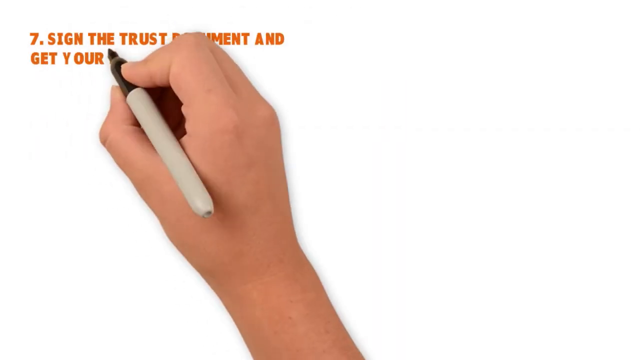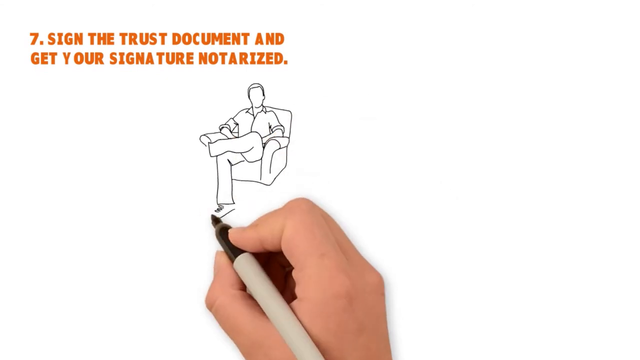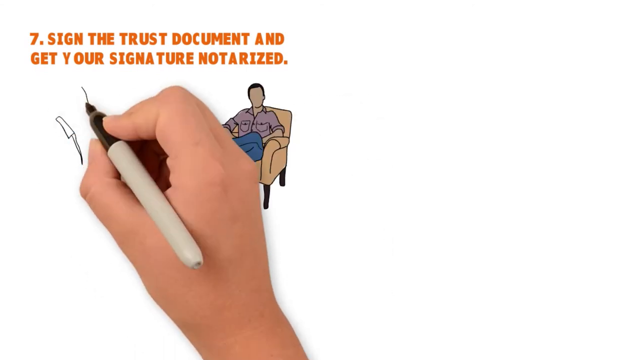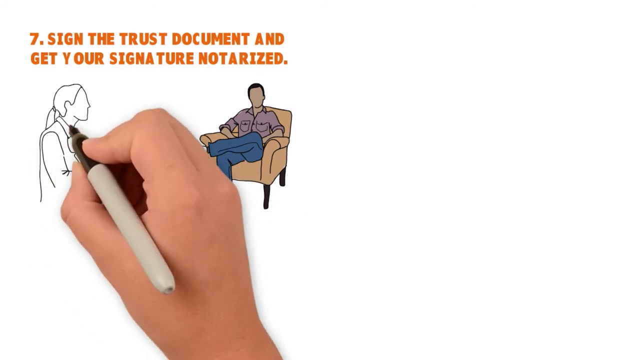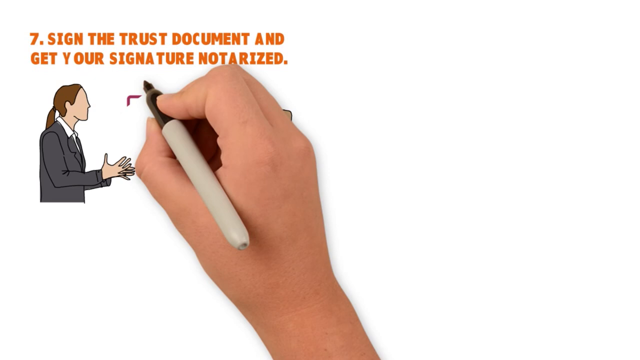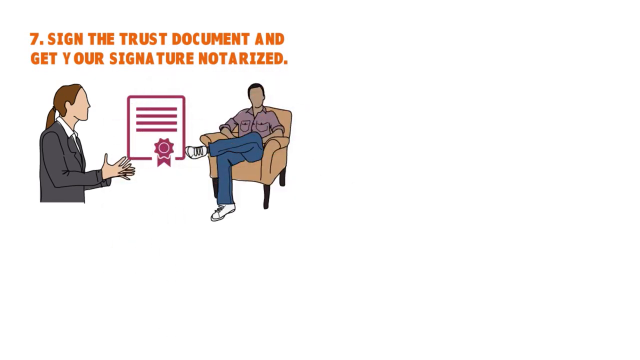So once you have prepared the trust documents, whether through a lawyer or a template or through software, you need to sign the trust document and get your signature notarized. Folks, this is salient. This stage is important. After making your trust document, you have to sign it in front of a notary public. And if you have a shared trust, you and your spouse need to sign it in front of a notary public.